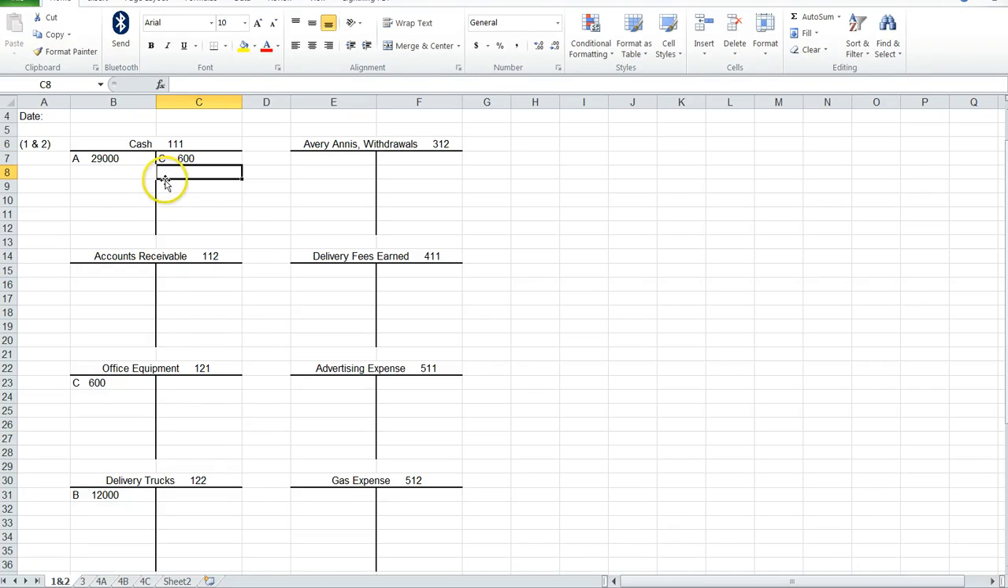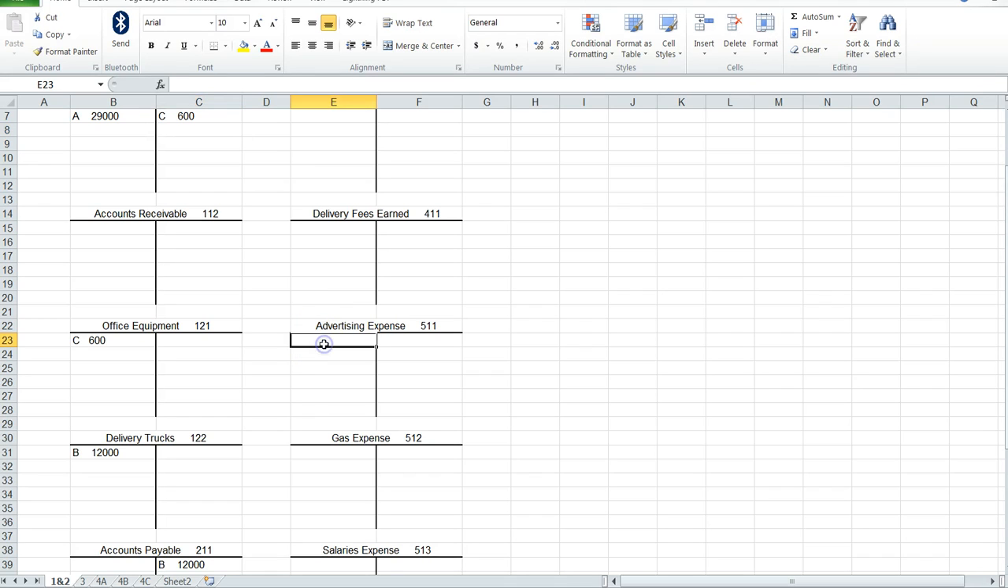Now you know that you just reduced the cash account. So if you had to calculate a balance, you don't need to, but if you were keeping running balances in a regular formal type account, it would be 29,000 minus 600. So at this point, you'd have 28,400 as a balance. Transaction D, paid advertising expense for $650. Okay, so we ran an ad in a local paper or whatever.